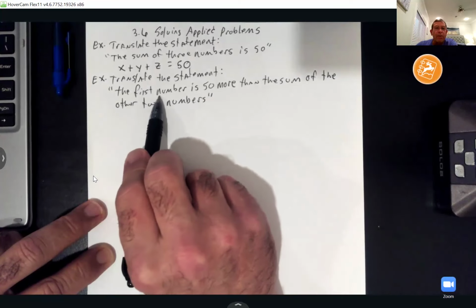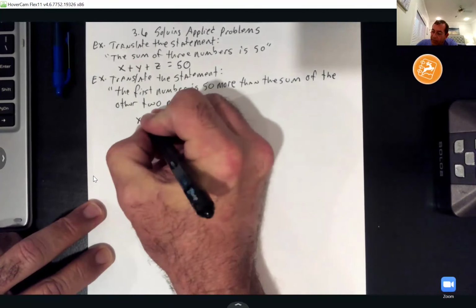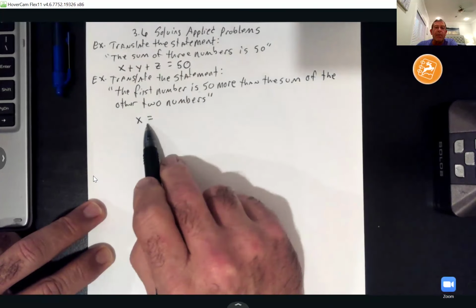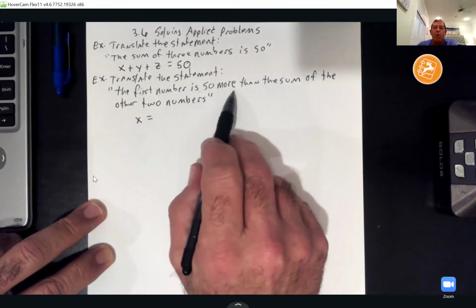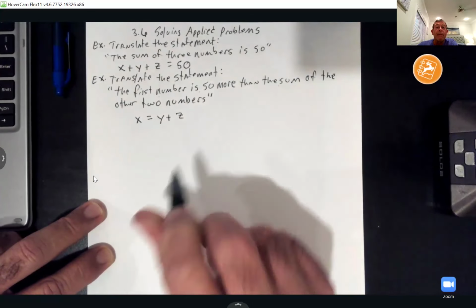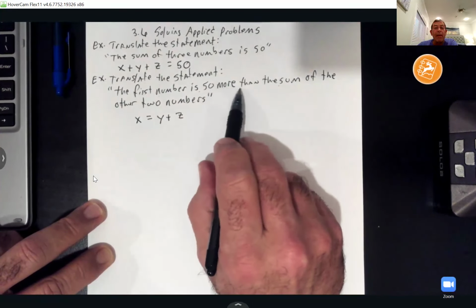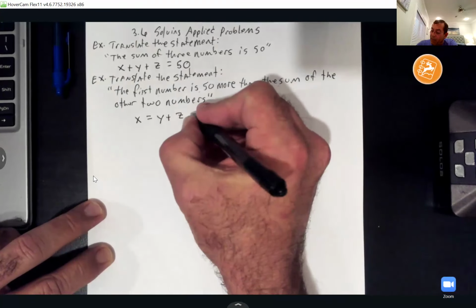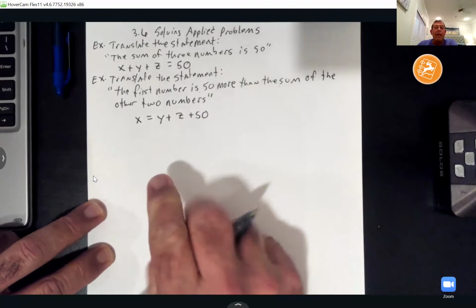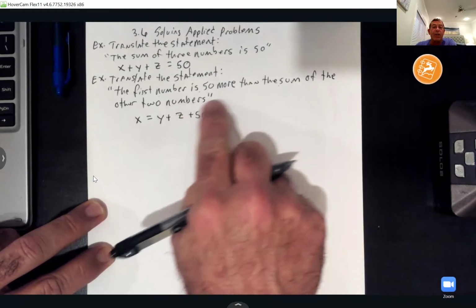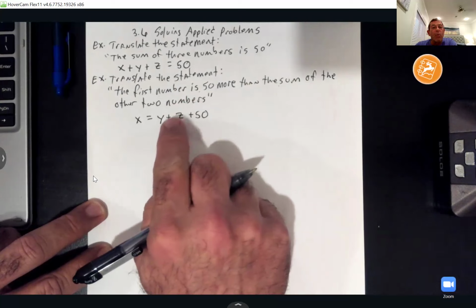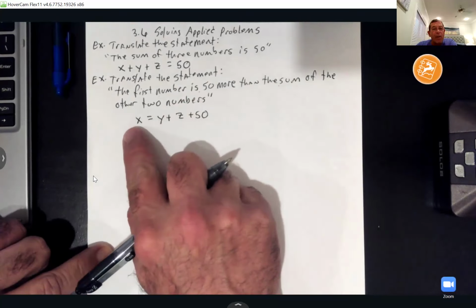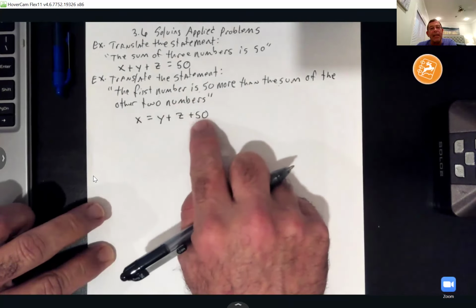So since I don't know the first number, I'm going to let that be my x. Is my equals again. And then 50 more than the sum of the other two numbers. Well, once again, sum is addition. So my other two numbers being added will be my y plus z plus, remember, more than means plus my 50. Now, this is the translation of the sentence, but what they want me to do to this is get all my variables on the left side equal to my answer.